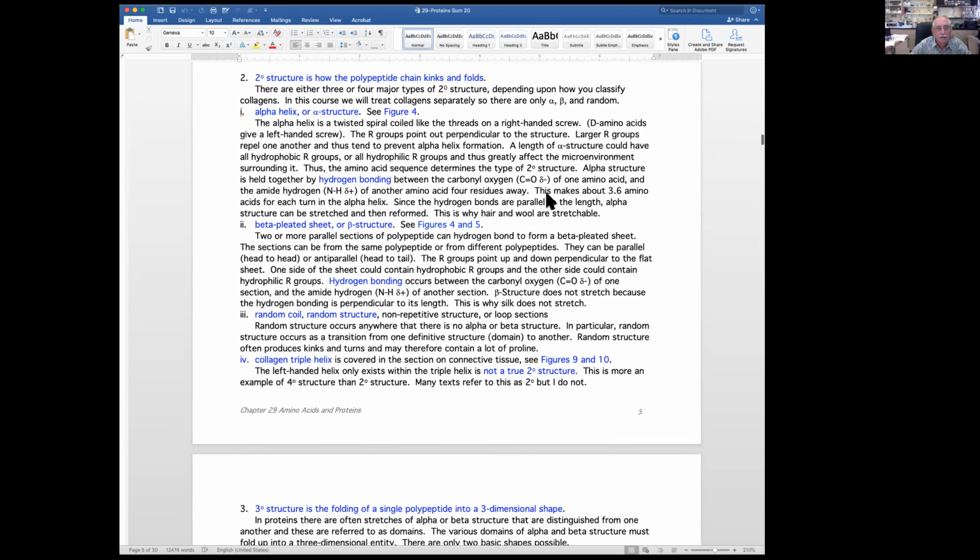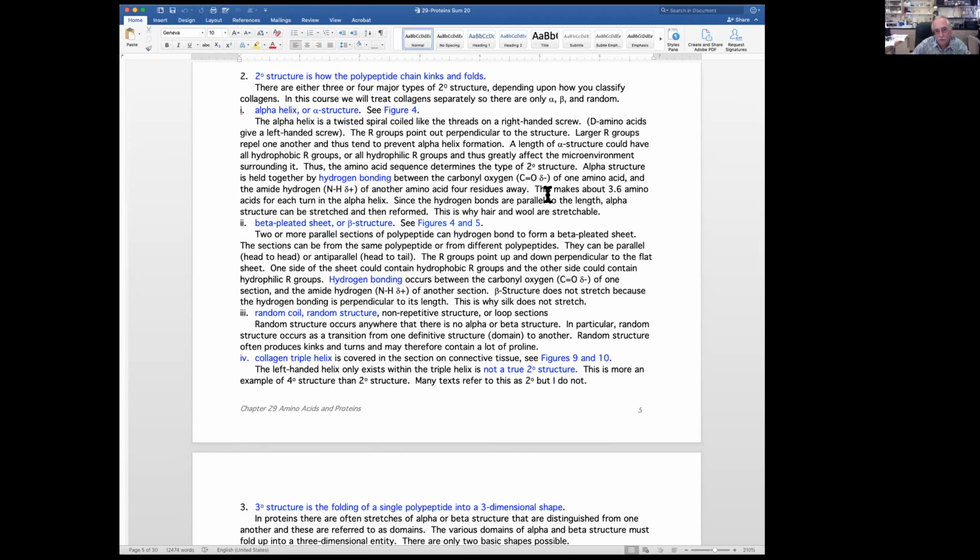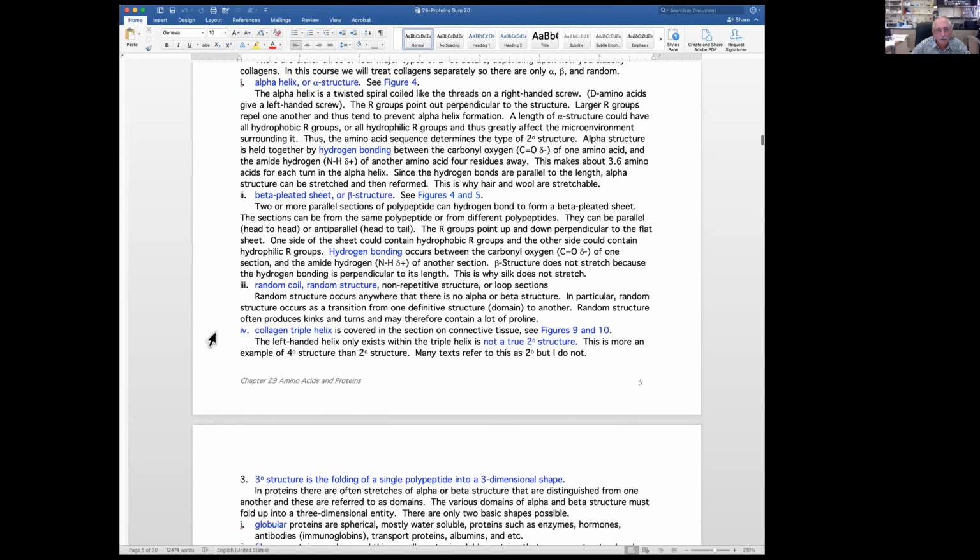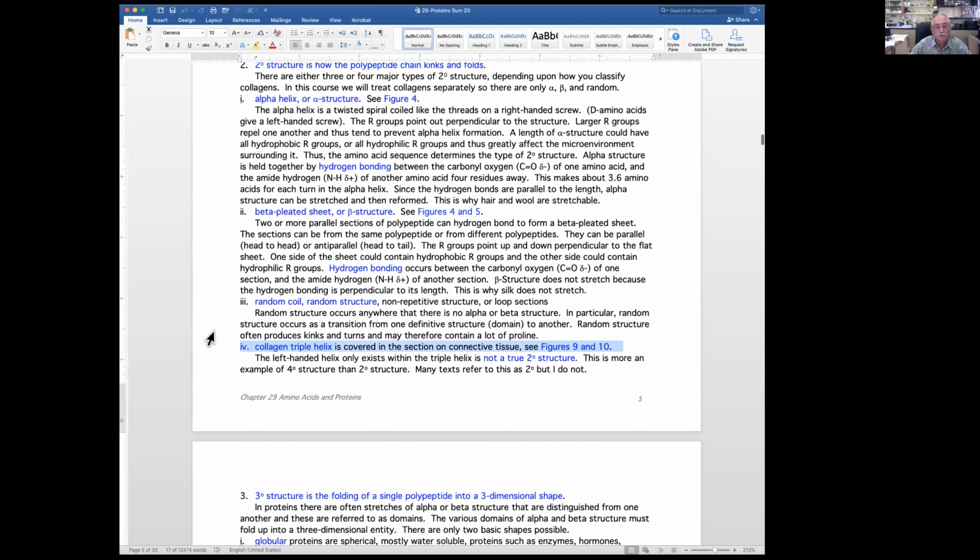Well, let's look at secondary structure. This is how the polypeptide chain kinks and folds. So 4 major types. Collagen, triple helix. I actually am putting that in a different section. We're going to treat that differently because collagen is a different kind of animal. It's a different category of protein altogether.